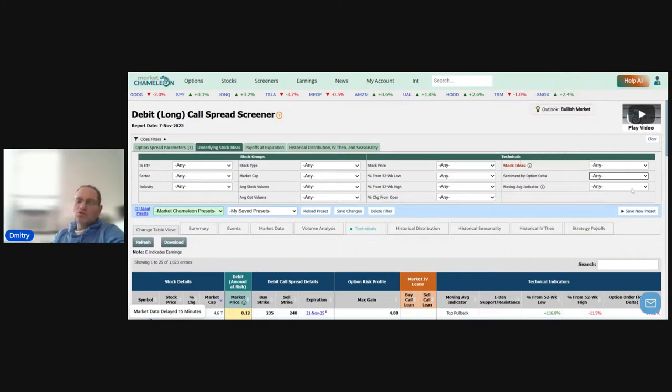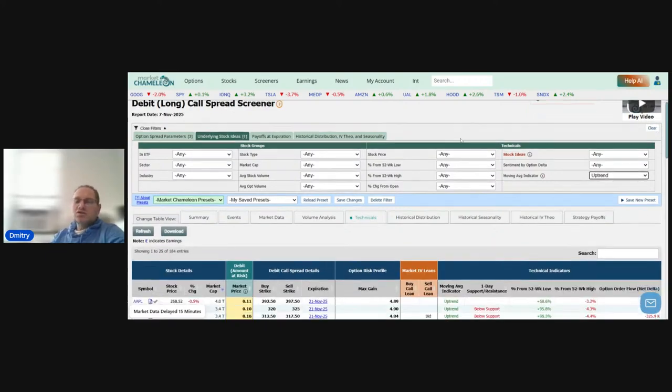So let's say we're looking for stocks in an uptrend, right? An uptrend would be where all the moving averages are crossed in a bullish manner. So 20 days above 50 day, 50 day above 250 days. So they're all crossed. The stock is above all those moving averages. So it's in an uptrend. Click on that.